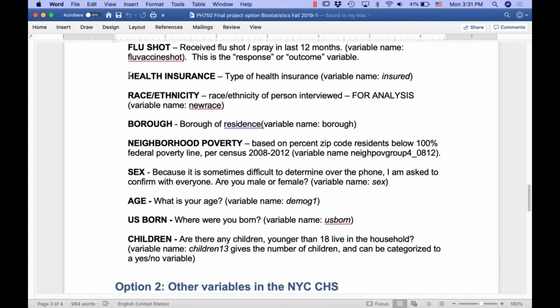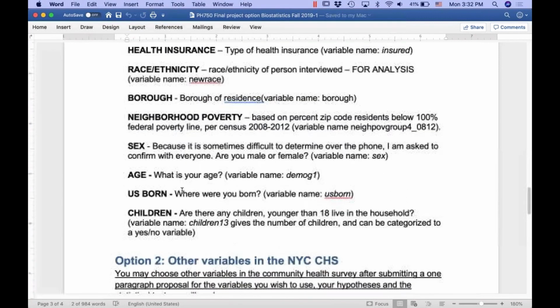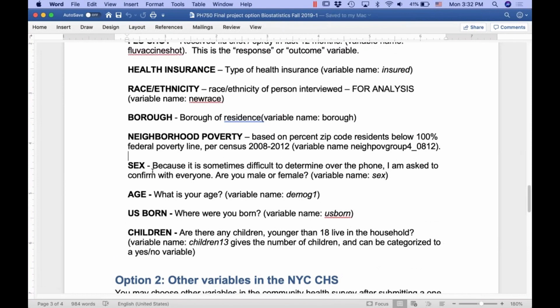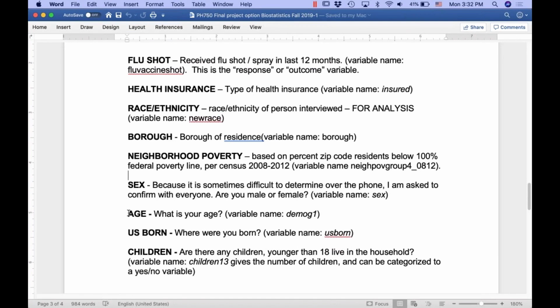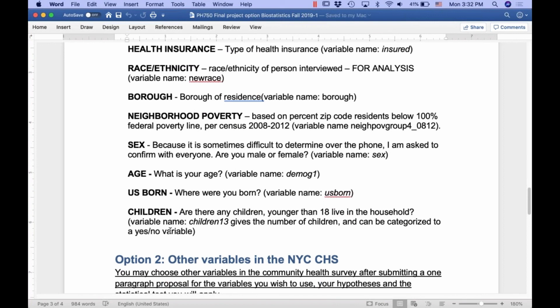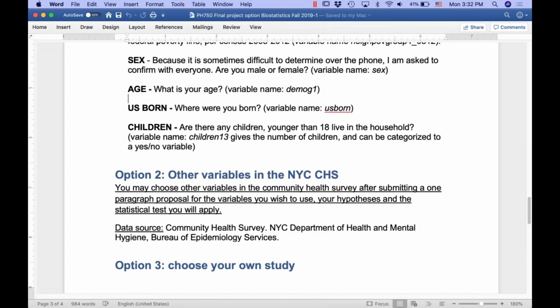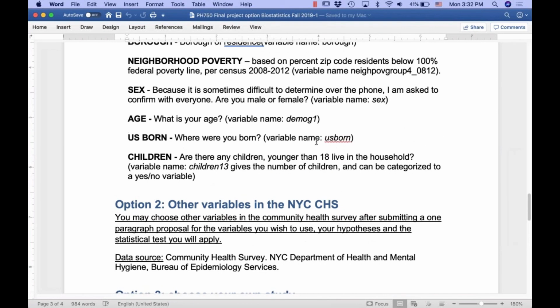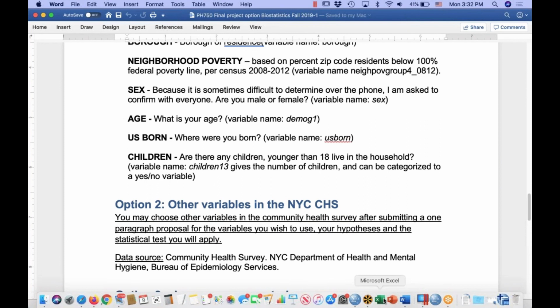You might want to look at the impact of health insurance on someone getting a flu shot and what borough they live in, or health insurance and the rate of poverty in the neighborhood they live in. Or you might want to look at the likelihood of getting a flu shot and what a person's age is, and so on. So you can combine a couple of these. You could do a couple of analyses. You could do just one analysis. It's up to you. And this data set has already been prepared for you, coded and everything. I'm about to open it up now so you can see it. Okay, so now you know what happens.